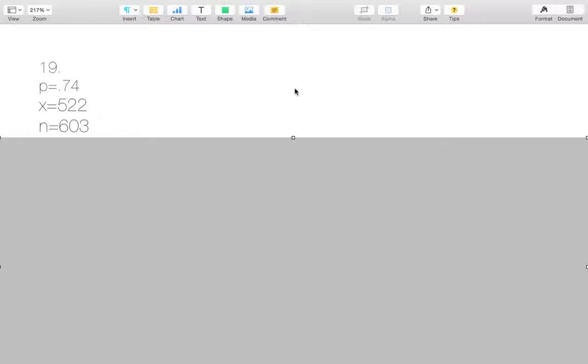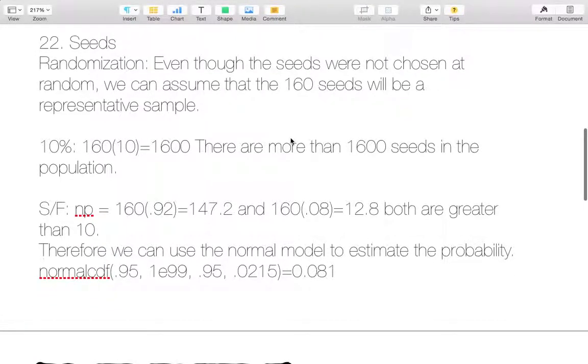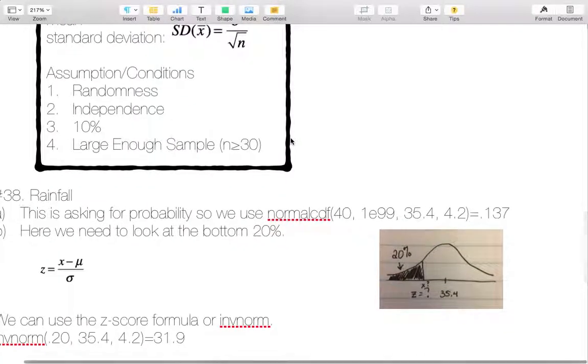Okay, so we're going to go over some of the questions from the assignment that I gave you last week. So let's do a couple of things first. Number one, if the majority have not done these problems, what I would like for you to do is go ahead and get the problems done. So the problems that I'm going to go over are number 19, and then we're going to look at number 22, and then number 38.